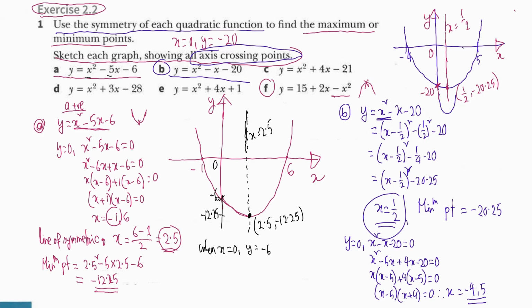Next, question number C is a similar type, and question number D is similar, because x squared is positive, and this is a curve with a minimum point. E is also the same: positive x squared, so a minimum point. But question number F is different. I'm going to show question number F from question 1 in my next video, which is 15 plus 2x minus x squared. Thanks for your time and patience.